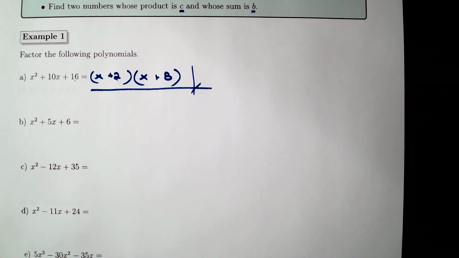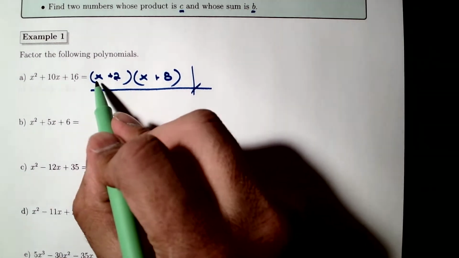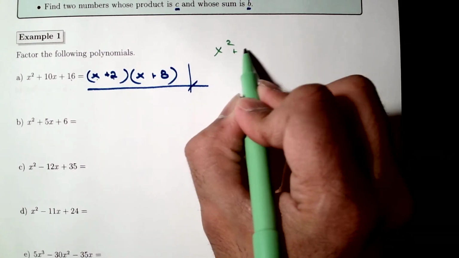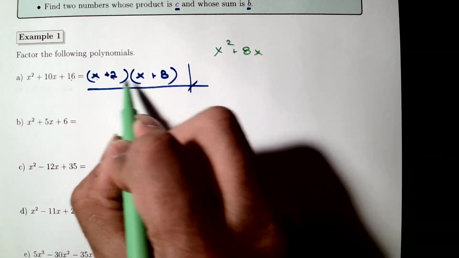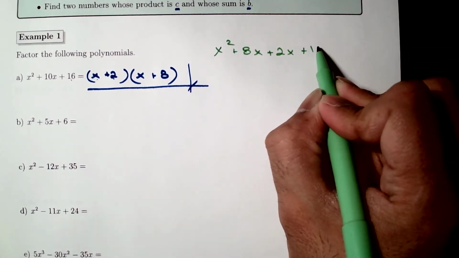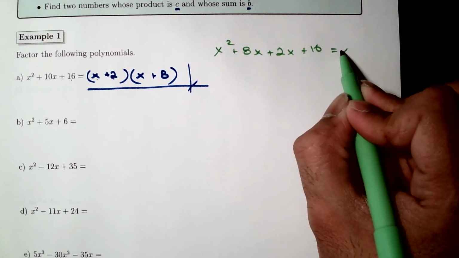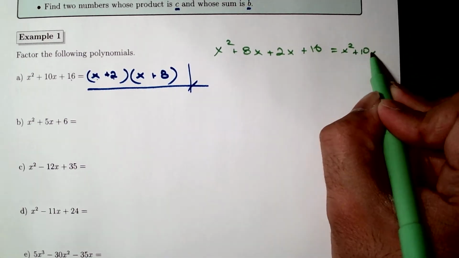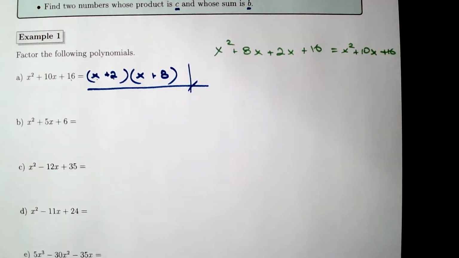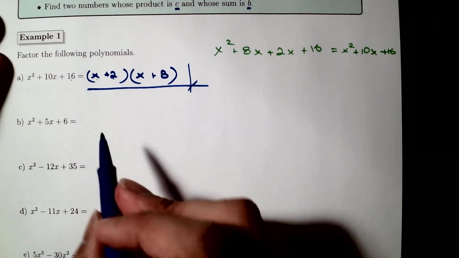Well, do you want to verify your result? Of course. FOIL: x times x, that's x squared. x times 8, 8x. 2 times x, 2x. 2 times 8, 16. Combine these two: x squared plus 10x plus 16. Same answer.